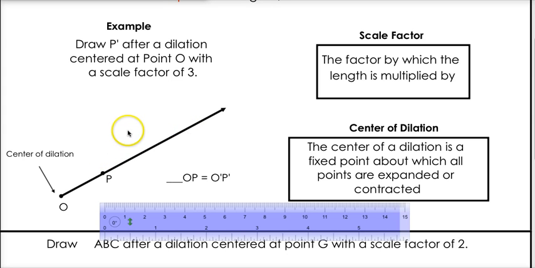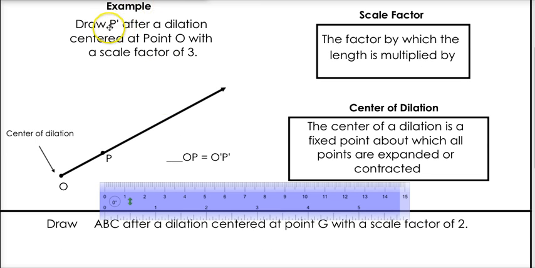All right, so let's take a look at an example here. That may make more sense. So in our example over here, we have point P. All right, we want to draw P prime after a dilation centered at point O with a scale factor of 3. Now, I'm going to pause the video for 1 second, or you're going to pause it so you go get a ruler, because a ruler is necessary right now for this lesson. Go get your ruler, okay?